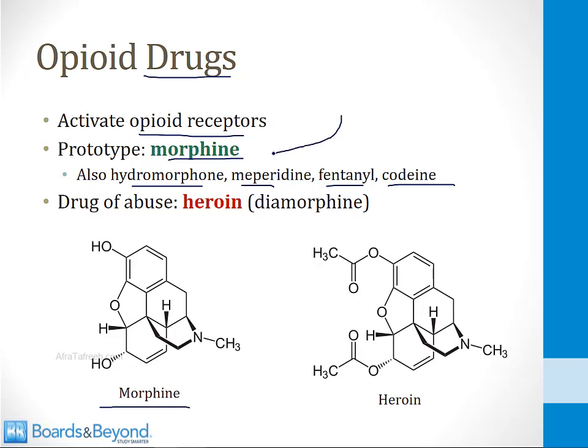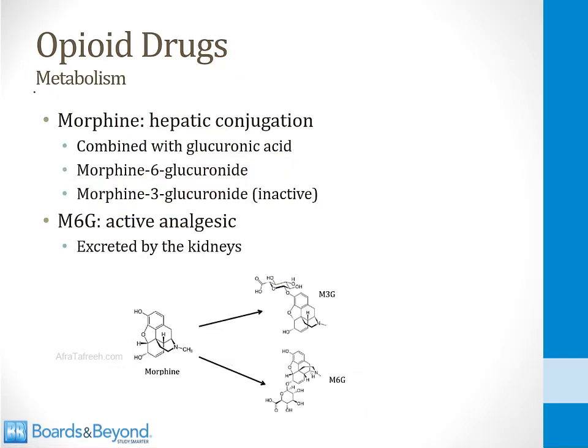Now, morphine and all these opioid drugs have medicinal uses. However, heroin has no medicinal uses. It is only a drug of abuse. Heroin's chemical name is diamorphine, and you can see on the screen here that it has a structure that is very similar to morphine. Let's talk briefly about the metabolism of opioid drugs because this is high yield for Step 1. The drug they're going to want you to know about is morphine.